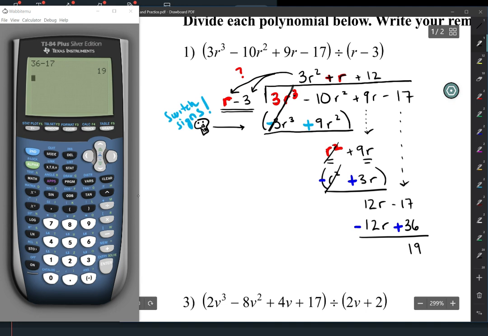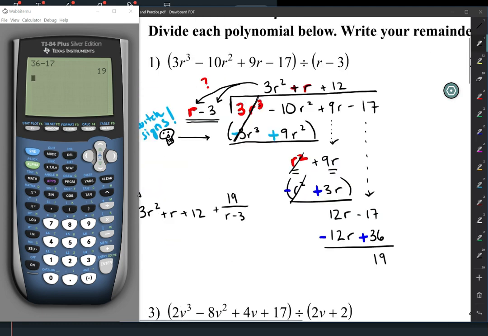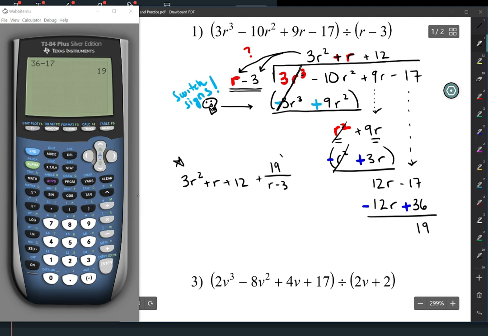Now, the final answer, dun, dun, dun, is 3r squared plus r plus 12. And the remainder as a fraction is going to be plus 19 over what we started dividing by. So that's what it means by write your remainder as a fraction. It's just what the remainder value is over what you are dividing by. So that's really all it is there.